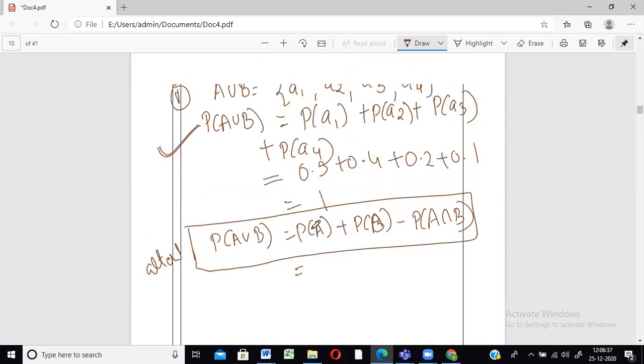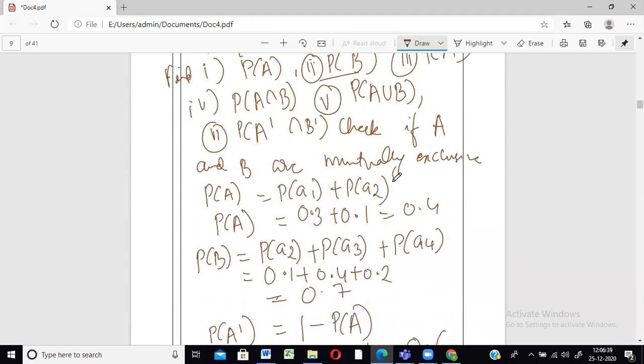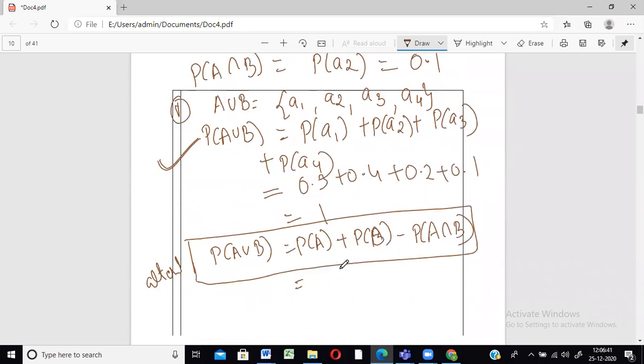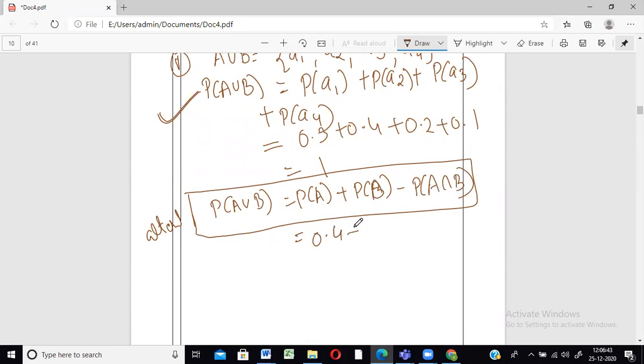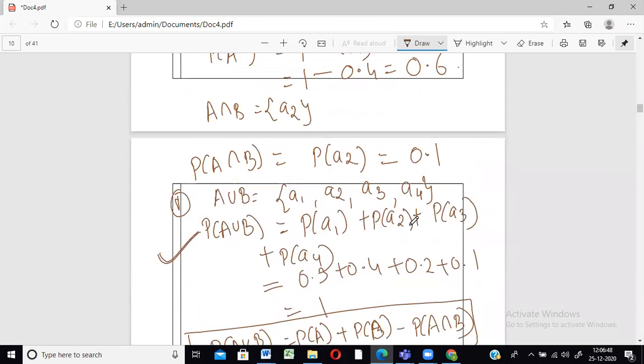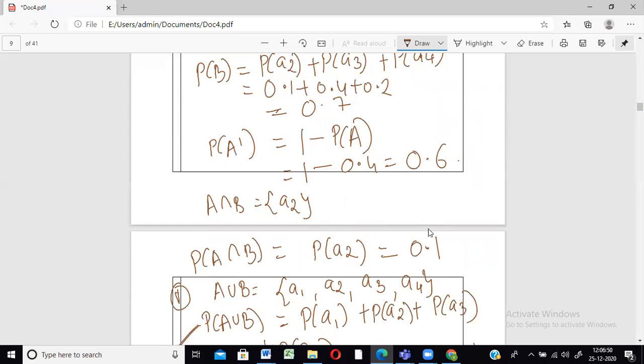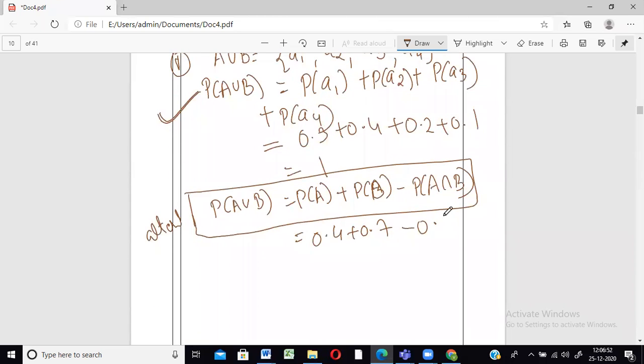What is probability of A? A is 0.4, B is 0.7, so 0.4 plus 0.7 minus probability of A intersection B. What is A intersection B? That's 0.1, right? Minus 0.1. So this is 0.4 plus 0.7 minus 0.1, so that's 1.1 minus 0.1, so that's 1. So both the ways you get the same answer, of course. You can use any way.